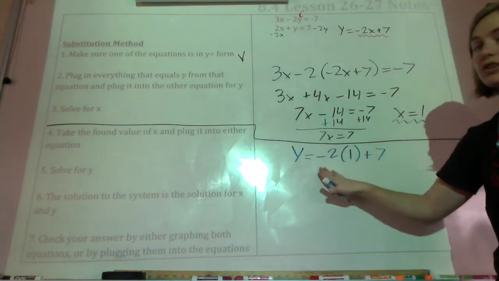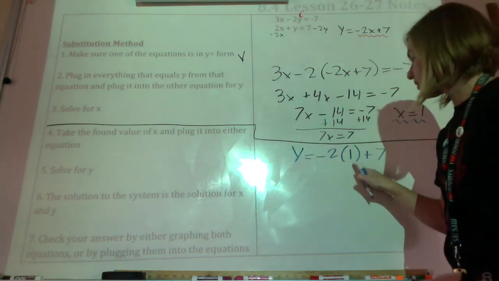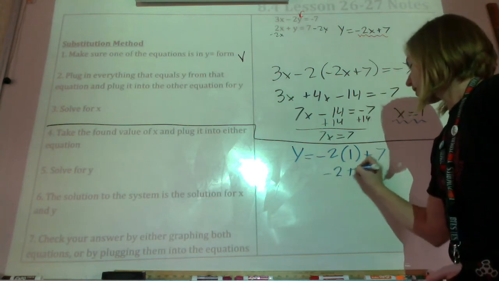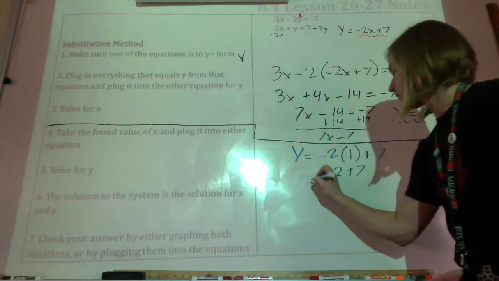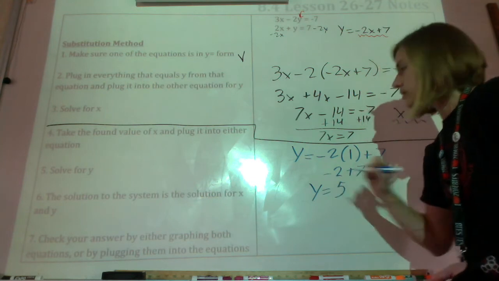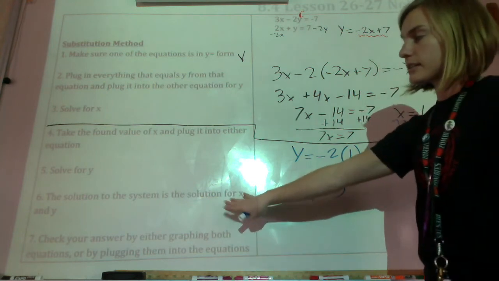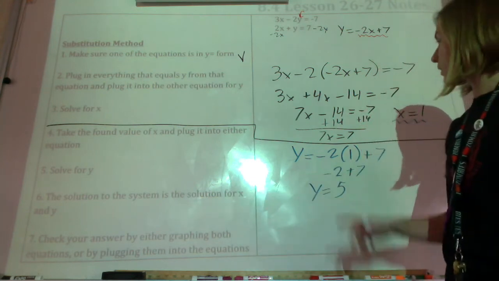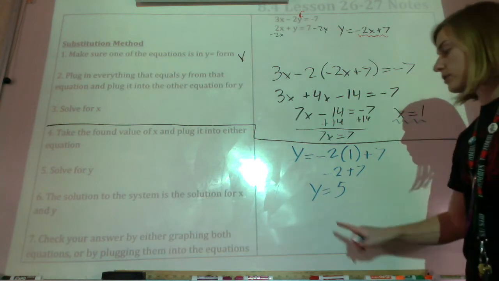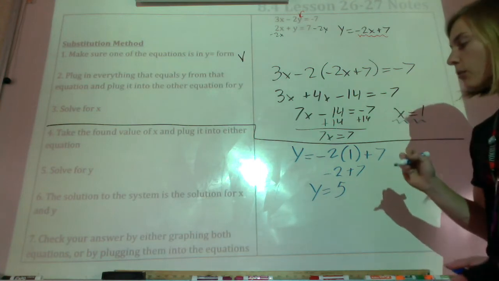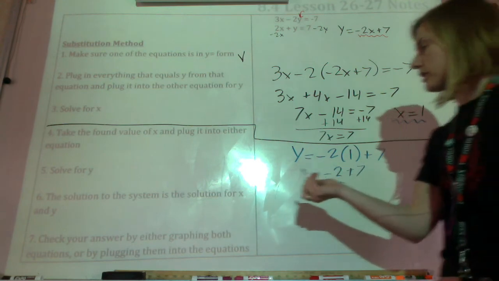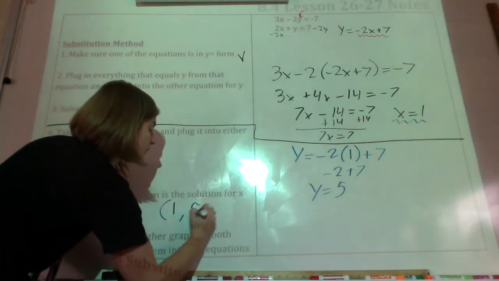And step 5 is just solve for y. So we have -2 times 1, which is -2, plus 7. Well, -2 plus 7 is just 5. So y equals 5. Step 6 says the solution to the system is whatever we had for x, so 1, and the solution for y, which is 5. So we're hoping to check to make sure the solution is (1, 5).